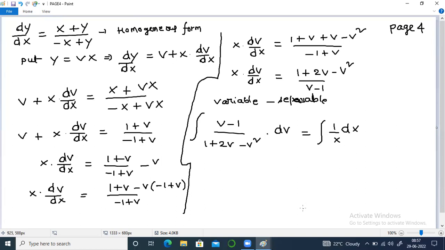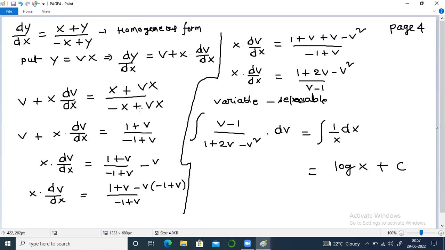Okay, now this is the equation I got. The v and dv terms are separated, and the x and dx terms are separated. Now on the right side, I can directly apply it: the integration of 1 by x dx is log x, plus some constant you have to add. That is done, simple. But what about the left-hand side? Integration of v minus 1 divided by 1 plus 2v minus v squared. Frankly, there is no direct formula to solve this one.